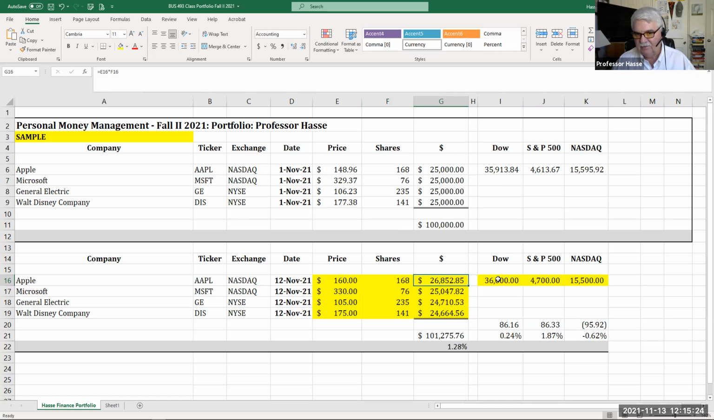Then you're going to update the 3 indexes as of Friday, November 12th. And then you're going to find the difference. You're going to have the total, and then you're going to find the difference between your portfolio of November 12th and November 1st, and determine the percentage gain of that portfolio. So you'll find the percentage gain by taking the difference between your Dow from November 12th to November 1st, put it into this formula and find the percentage.